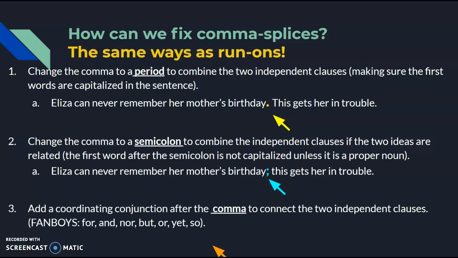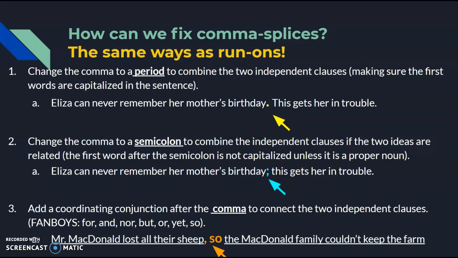The last way is to add a coordinating conjunction after the comma to connect the two independent clauses. So again, using our FANBOYS: for, and, nor, but, or, yet, so. Mr. McDonald lost all their sheep, comma, so the McDonald family couldn't keep the farm. So the so is being used to clearly connect the two independent clauses together.